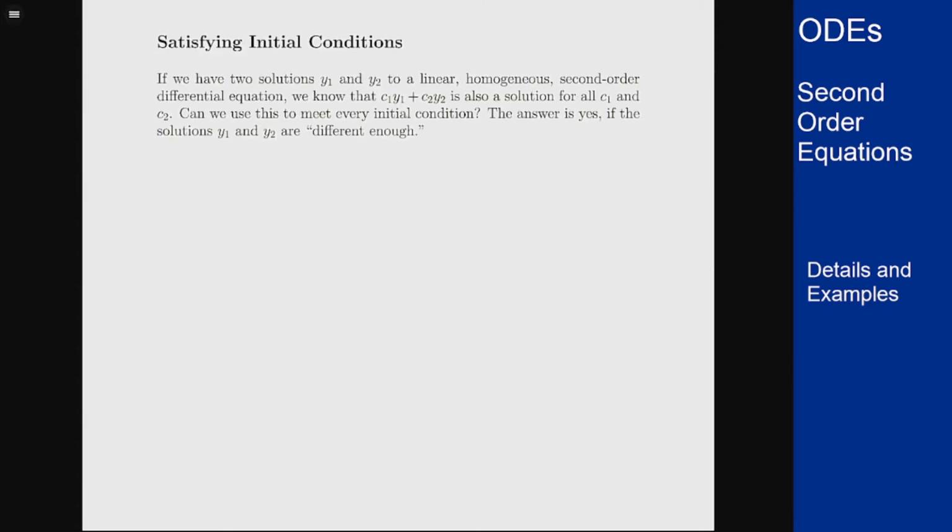Because these equations are linear, we know that if I get two solutions, y1 and y2, then the linear combination c1 y1 plus c2 y2 is also a solution. We'll go into more detail on this later. We can just say at the outset, let's assume that that's the case. We want to know, is that enough to meet every initial condition? Because I have two constants, ideally that's enough to do things.